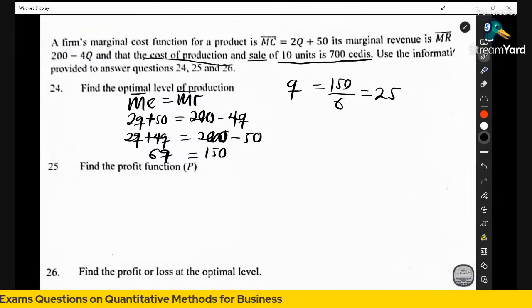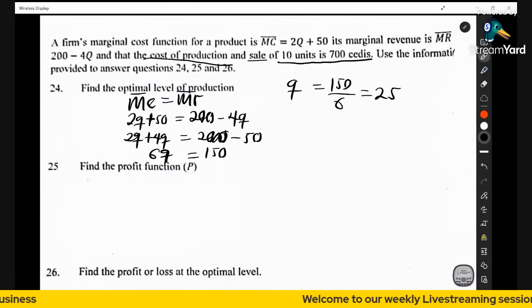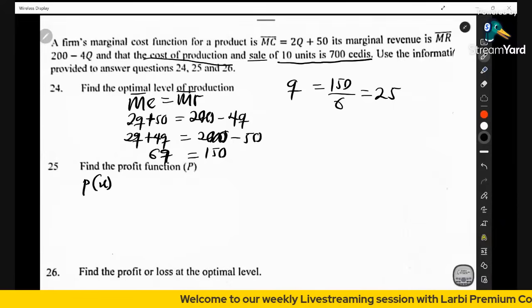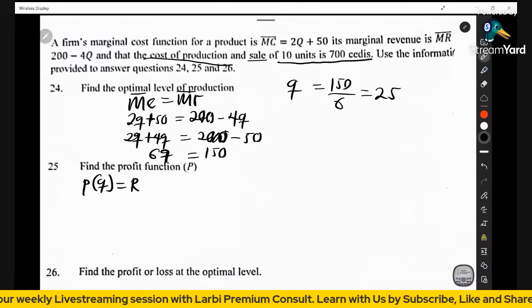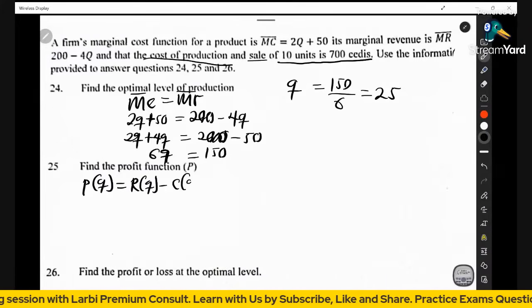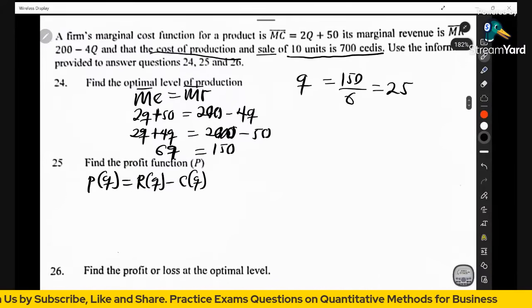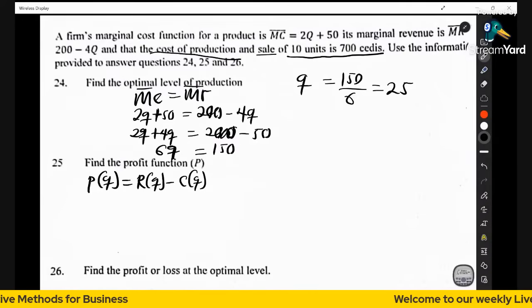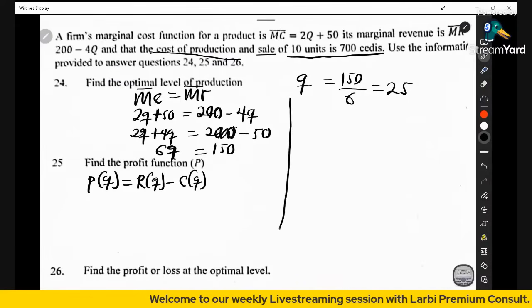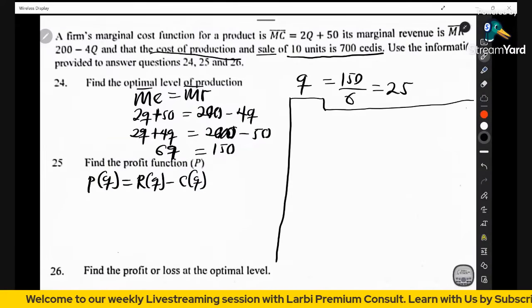Then to question 25, you have to find the profit function. How do you find a profit function? The profit function should always be equal to the difference between the revenue function and the cost function. So revenue function of Q minus the cost function of Q will help us find the profit function. In doing that, we need to know our revenue function and our cost function, because we are given marginal cost and marginal revenue. So we must integrate the two so that we get them back. So let's work out the integral of the cost and then the revenue.